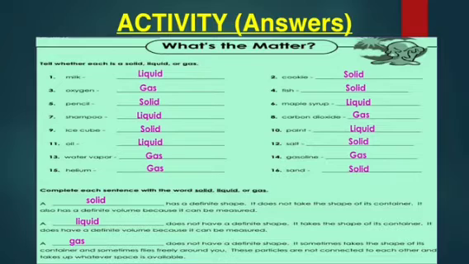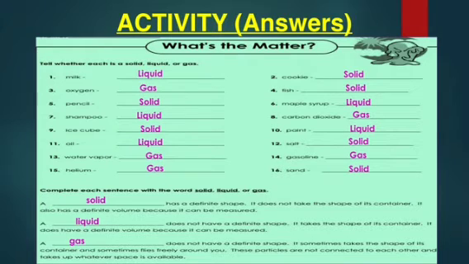First main, tell whether the following is a solid, liquid or gas. First one, milk, liquid. Second one, cookie, solid. Third one, oxygen, gas. Fourth one, fish, solid. Fifth one, pencil, solid. Sixth, maple syrup, liquid. Seventh, shampoo, liquid. Eighth, carbon dioxide, gas. Ninth, ice cube, solid. 10th, paint, liquid.